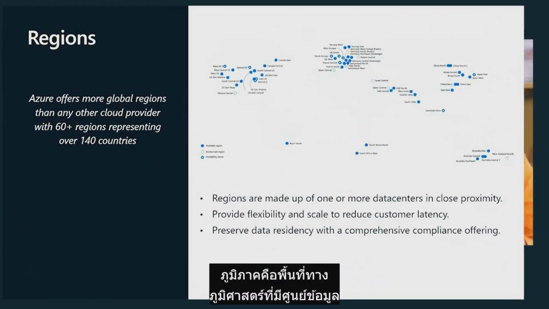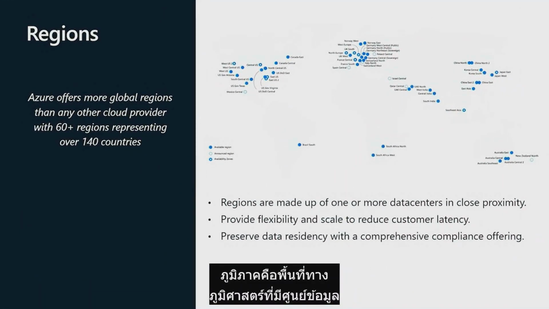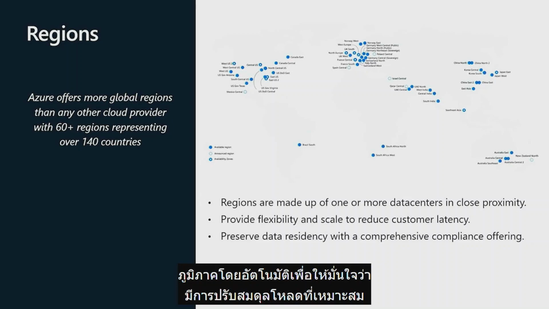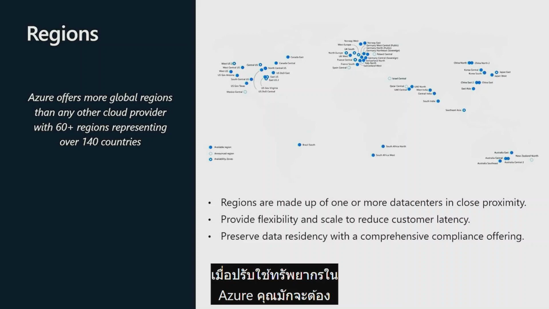A region is a geographical area that contains at least one data center or multiple data centers located nearby and interconnected with low latency networking. The Azure platform automatically allocates and manages resources within each region, ensuring proper load balancing. When deploying a resource in Azure, you often need to select a region where it should be deployed. Certain services or virtual machine types may only be available in specific regions.